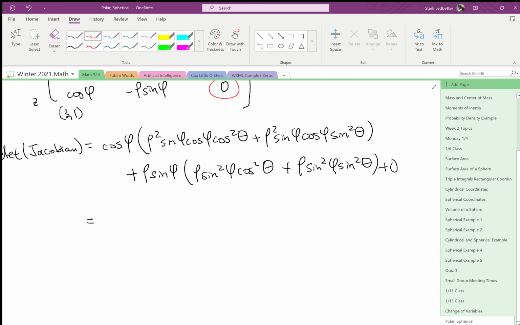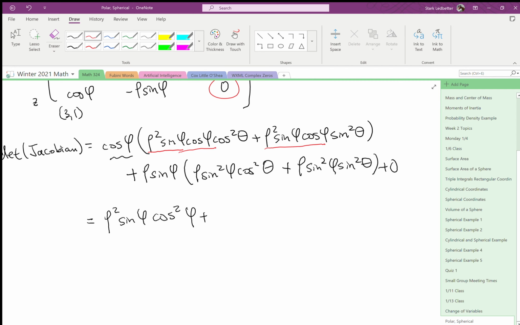I have a common factor in that first parenthesis of rho squared sine phi cosine phi. So if I take that out, I'm left with cosine squared theta plus sine squared theta, so that's one. So that whole first thing I need to multiply by cosine phi on the outside. I have rho squared sine phi cosine squared phi. That's that whole first term. And then second term plus.